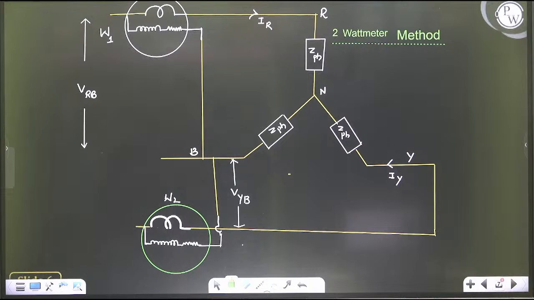Hey Suma, let's see the two-watt. Yes, look at the phone. Where is my phone?